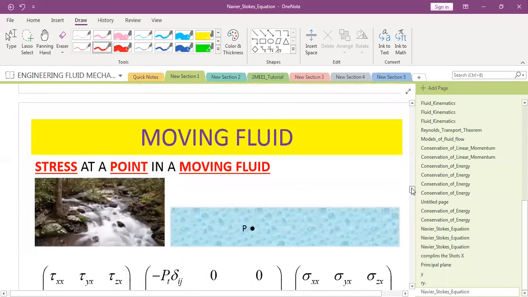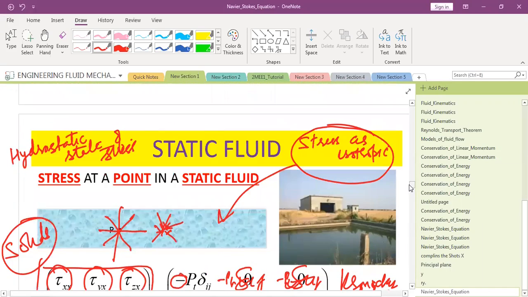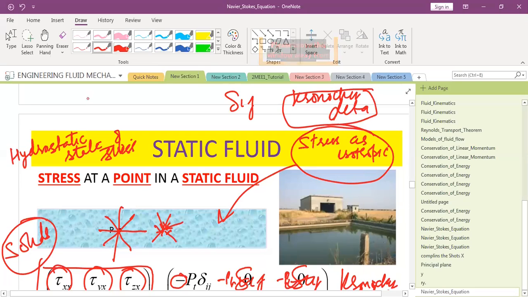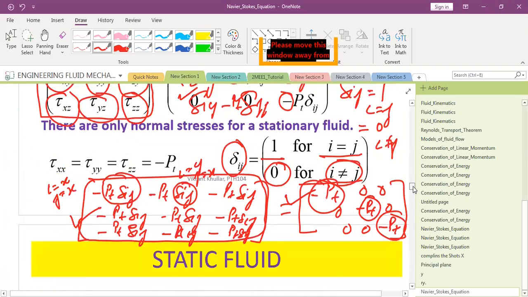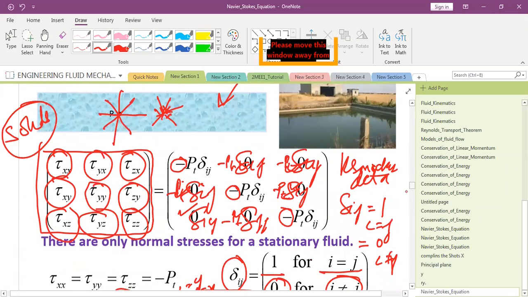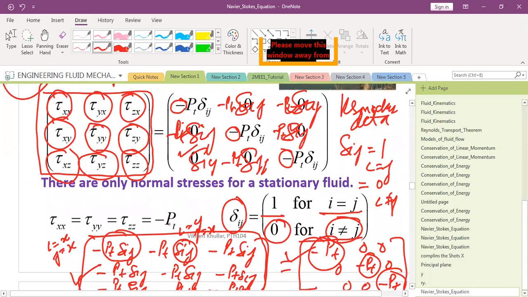Now if the fluid is in motion, what is the delta that is written here? Delta ij is called Kronecker delta. This is just a way to represent something, that is delta ij is equal to 1 when i is equal to j, and we write its value as 0 when i is not equal to j. This is just a mathematical terminology used for making the equation concise, nothing more than that.